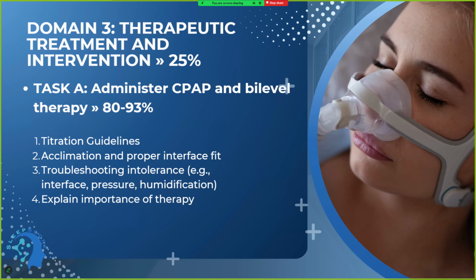And believe me, it seems very complicated, but we'll make it very easy. And 80 to 93% of the questions will come from this. Out of the 25% from Domain 3, 80 to 93%, a big percentage of this Domain 3 is going to come from this.